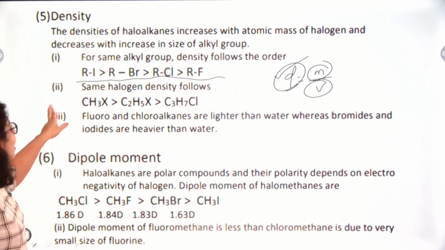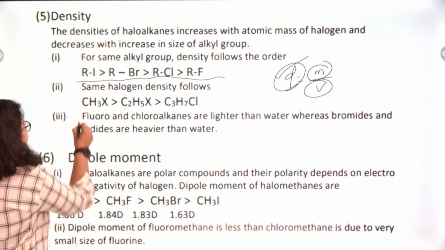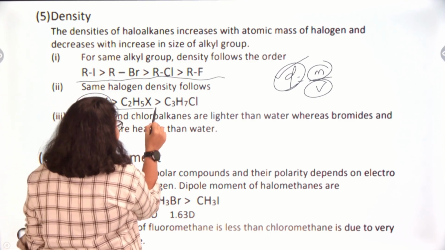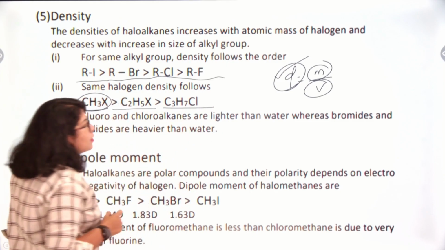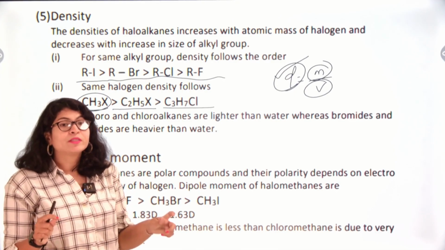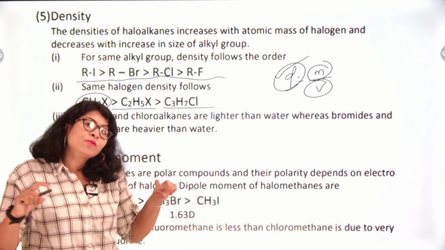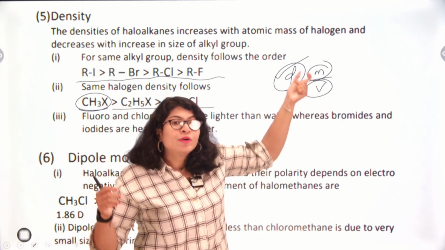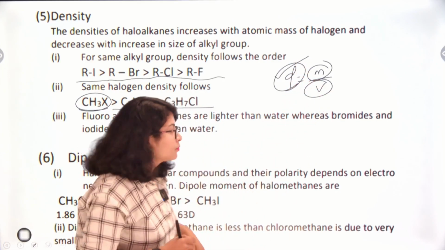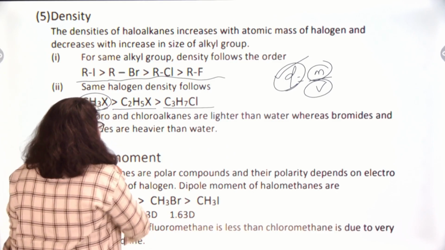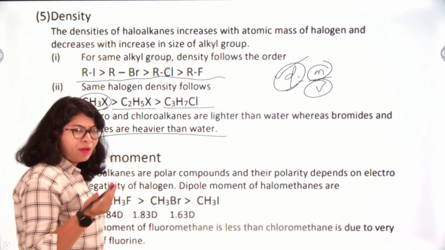Now, for the same halogen, density follows CH3X has the most density, followed by C2H5X, C3H7X. Why? Because here the volume gradually goes on increasing. Volume mostly depends upon the surface area. So, surface area goes on increasing, therefore volume goes on increasing, therefore density decreases. Fluoro and chloroalkanes are lighter than water, whereas bromides and iodides are heavier than water because of their mass.